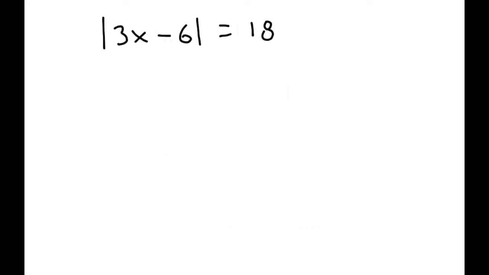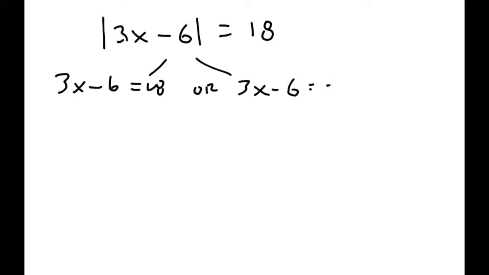Alright, now this problem is a little different. I don't have anything outside of the absolute value symbol, but I have now a number in front of x. We haven't seen one like that, but nothing to worry about. We're going to treat this one just like we've done the other ones. There's nothing outside the absolute value symbol, so I'm going to break it down into two parts. It'll just be 3x minus 6 equals 18, or 3x minus 6 equals negative 18.